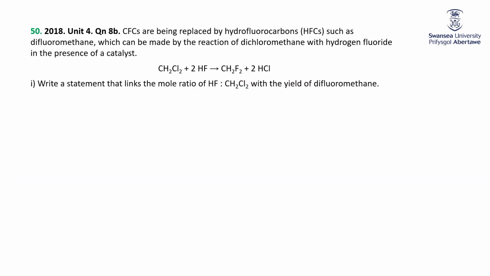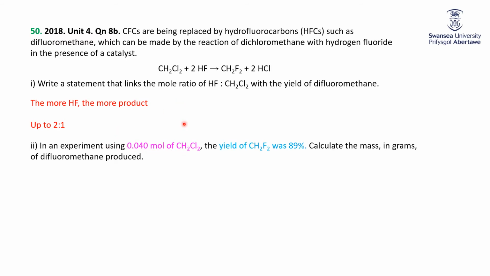So CFCs are replaced by hydrofluorocarbons, HFCs, such as difluoromethane, which can be made by the reaction of dichloromethane with hydrogen fluoride in the presence of a catalyst. Write a statement that links the mole ratio of HF to that of CH2Cl2 with the yield of difluoromethane. Well, obviously, the more HF you have, the more product, although that's only going to be true once you get up to a ratio of 2 to 1, because once you're past a ratio of 2 to 1, the HF is simply in excess.